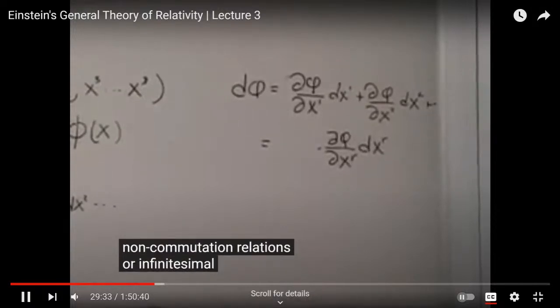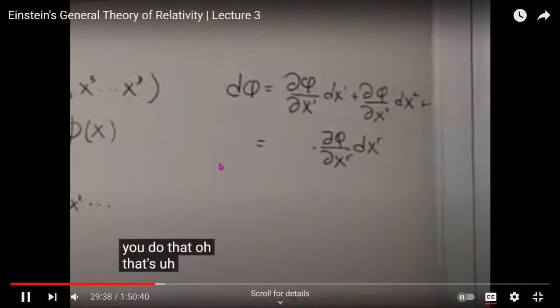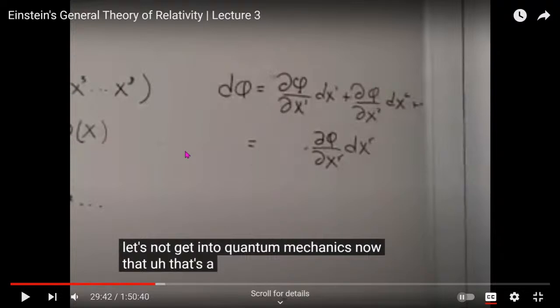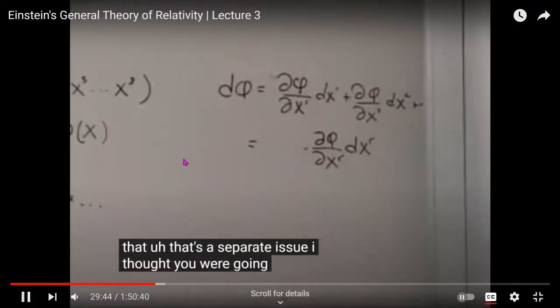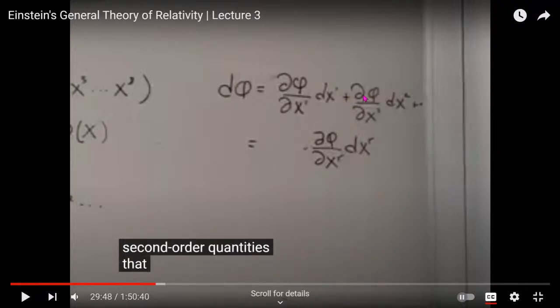Relations or infinitesimal movements with respect to quantum mechanics when we do that? Let's not get into quantum mechanics now. Why is he asking about quantum mechanics? What is that guy doing? We're just talking about coordinates, and that guy is like quantum mechanics. What are you talking about? This is just math. Oh my God! If I were Lenny Susskind, I would be like, what are you doing? What are you trying to do? Yeah, separate issue. You're going to ask me about second order quantities. Well, I was kind of. Right. That's what I'm thinking about.